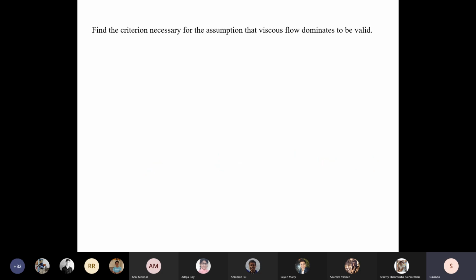This part I would like to spend some time, in fact 5 minutes, to find the criteria necessary for the assumption that the viscous flow dominates to be valid. If you recall, in developing this equation, we have simply said that the left hand side of the Navier-Stokes equation, which denotes convection, can be neglected, and the right hand side, which is essentially the viscous forces, will predominate. So how far is this approximation valid?